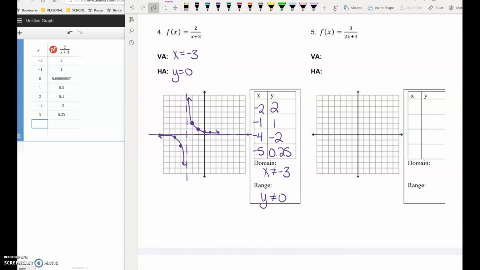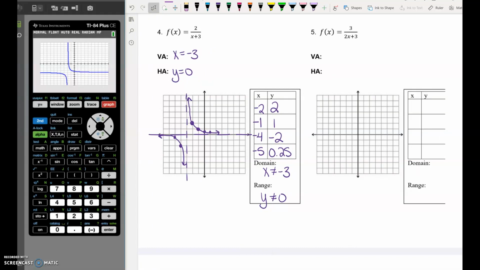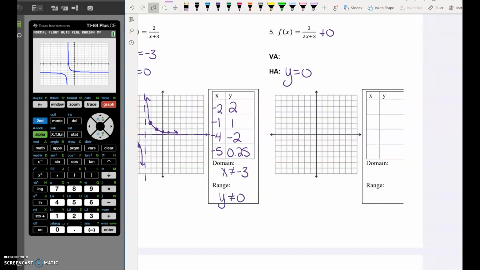Okay, number 5, I'll go back to the graphing calculator for those of you who have the graphing calculator. This one's just a little bit odd because on the bottom it's 2x plus 3. We haven't seen anything like that before. It still has a plus 0 here. So the horizontal asymptote is still 0, which means our range is still y can't equal 0. The vertical asymptote is going to be where that bottom equals 0 because we can't divide by 0. So if I solved this, I would get x equals -3/2 or -1.5.